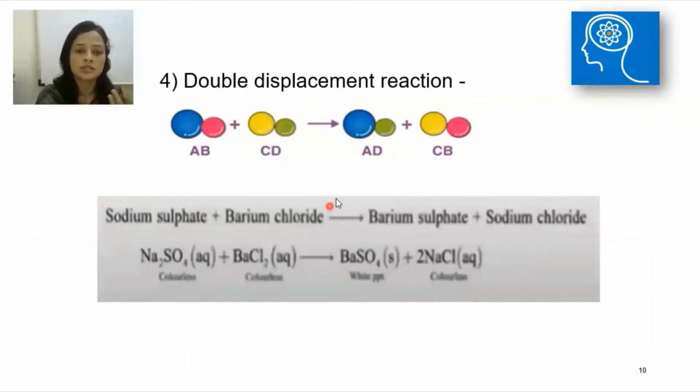Now we'll move towards the double displacement reaction. Double displacement reaction is the reaction in which two compounds react by exchange of ions to form two new compounds. It's called a double displacement reaction. Here you can see the blue colored ball with pink colored ball plus yellow colored with green colored. So what happened here? AB plus CD.